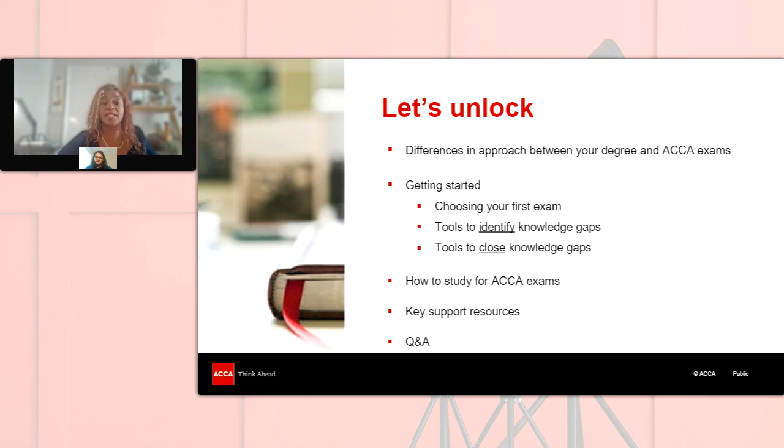What I would suggest is don't wait until the very end, but as your question comes, drop it in the Q&A box, and we will aim to get to as many of those questions as possible. And remember, this is your opportunity to seek clarification on anything that we've covered in this session, or anything regarding exemptions. So I do encourage you to engage and to make the most of this interactive session.